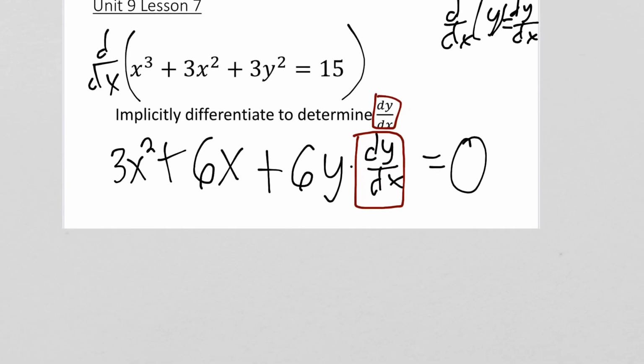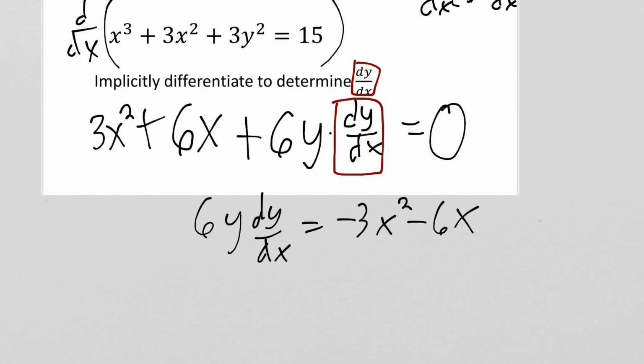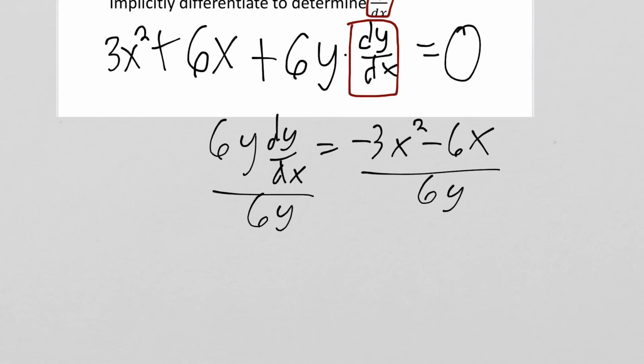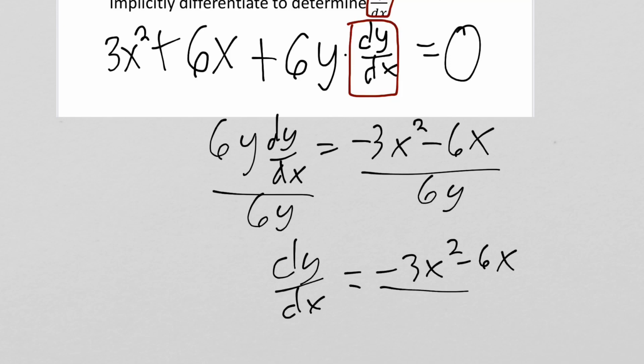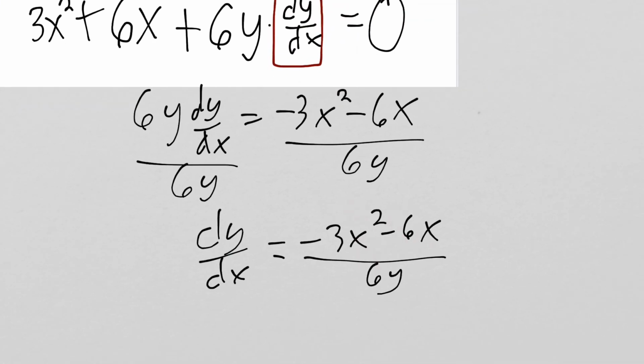So we are going to subtract 3x squared and 6x over to the other side. So we now have 6y dy/dx equals negative 3x squared minus 6x. Just subtracted those. And now we can divide by 6y on both sides. And we just get that dy/dx equals negative 3x squared minus 6x over 6y. So this is an expression that will tell us the slope of this curve up here at any of its x and y values. We just plug in x and y, it will tell us the slope.